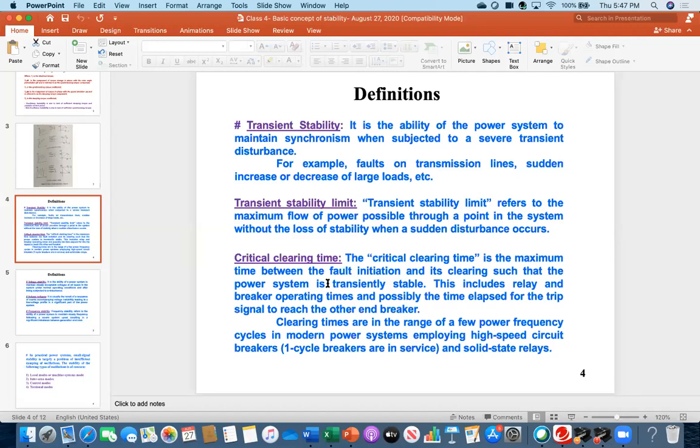Now, the other term, critical clearing time, is called CCT. The critical clearing time means the maximum time between the fault initiation and its clearing such that the power system is transiently stable. And this includes the relay and breaker operating times and possibly the time elapsed for the trip signal to reach the other end of the breaker. And critical clearing times are in the range of a few power frequency cycles in modern power systems employing high-speed circuit breakers.